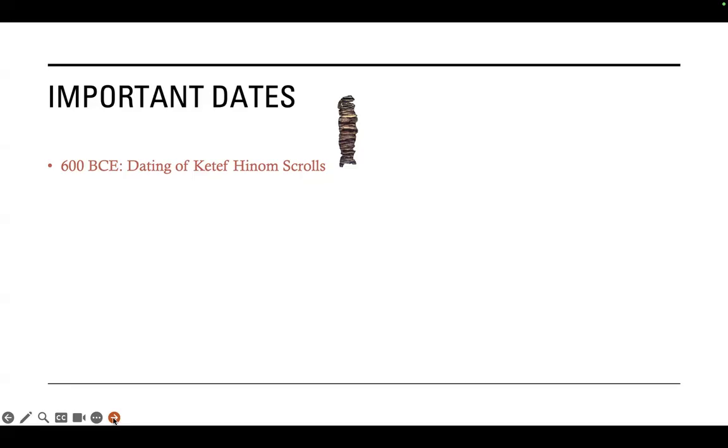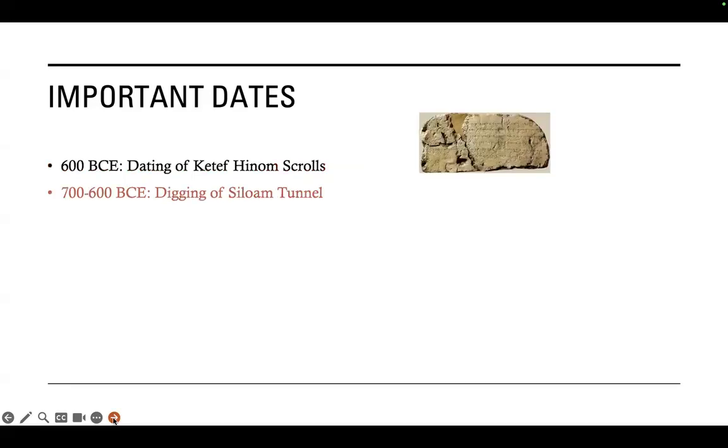We don't know whether the whole book of Numbers was written then, but we know that at least part of it was. Then we also have an amazing finding in Jerusalem, the digging of the Siloam Tunnel.